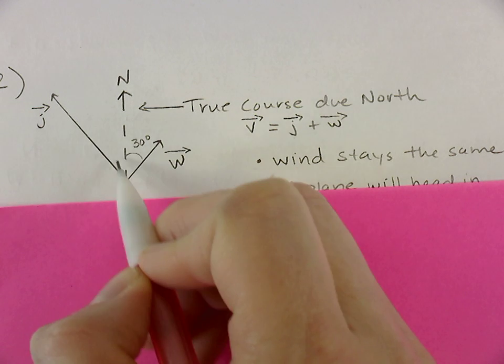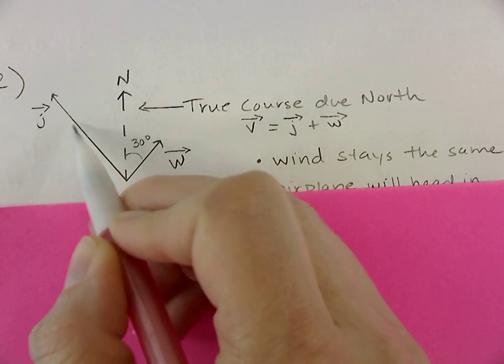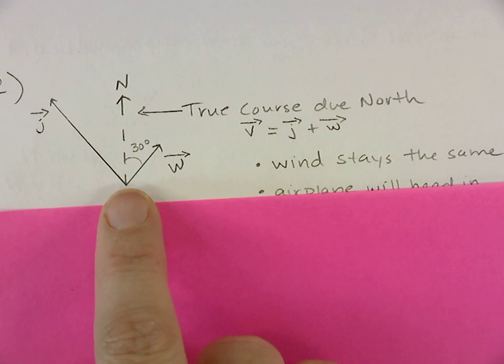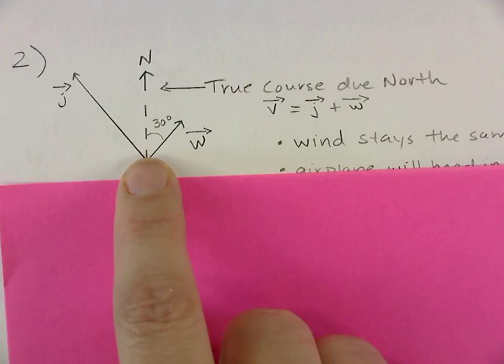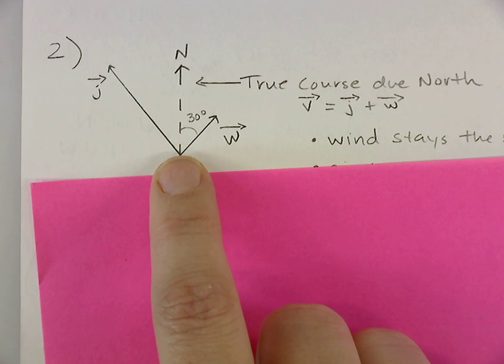So my jet was right here. This is the same picture as in example 3. I still have the wind with the 30 degrees, but then I made this line dashed because that's where we're going to want to head, is we're going to want to head north.